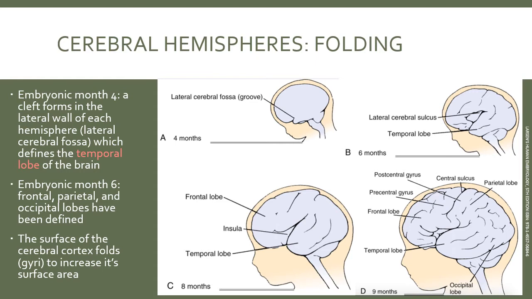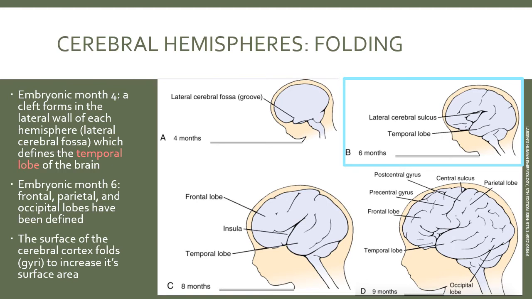The folding of the cerebral hemisphere starts at about embryonic month 4, when we get a cleft that forms in the wall, the lateral wall of each hemisphere. It's called the lateral cerebral fossa, if you're curious about what it's called. But essentially, it's going to define the temporal lobe of the brain, which is the first primary definition of the brain structure. Initially, before that happens, the fetal brain is smooth. And there's really only division between the two hemispheres. We don't have other divisions. But with the formation of the temporal lobe, we're starting to see basic brain structure setting up.